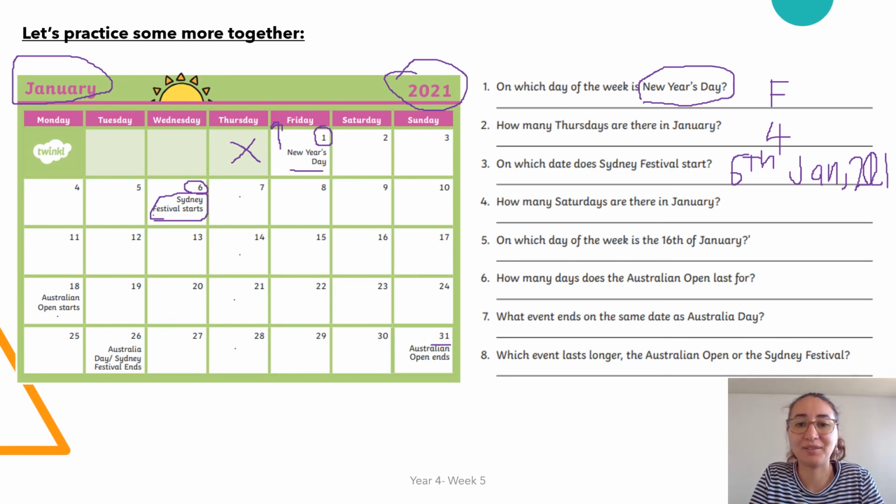Okay, next question. How many Saturdays are there in January? Again, we look at Saturday and we go down the column. So here we see 1, 2, 3, 4, and 5. I hope you've got the idea of calendars now: when we're focusing on the day, we go down the column. If we're focusing on going in sequence, we would go across, and we read the words to work out what events happen and when. So that's how you would answer these questions.